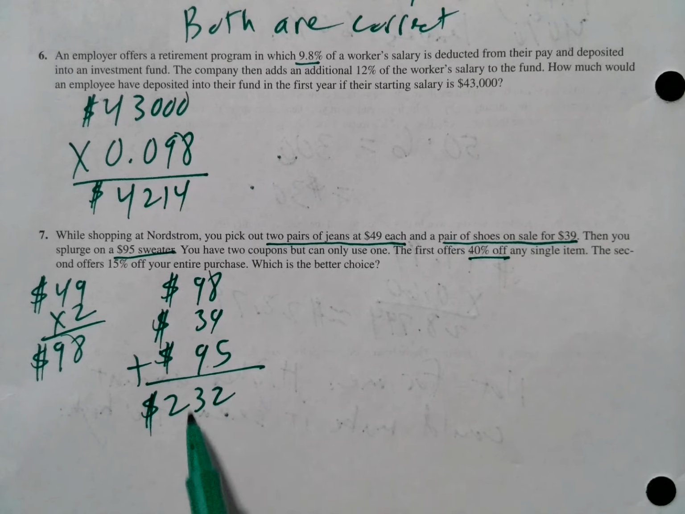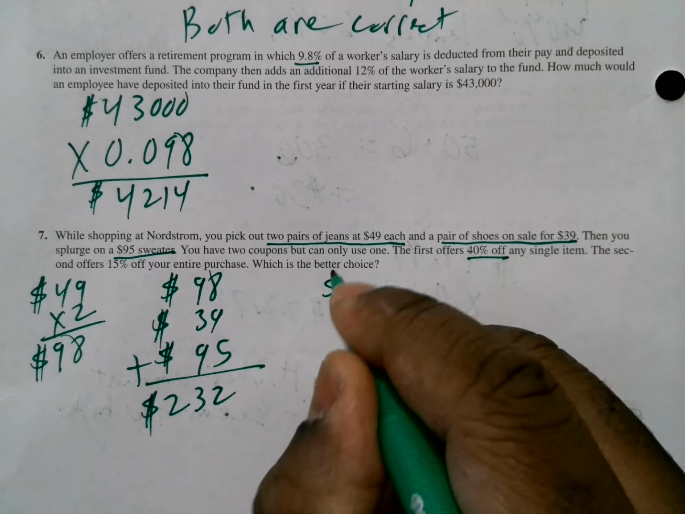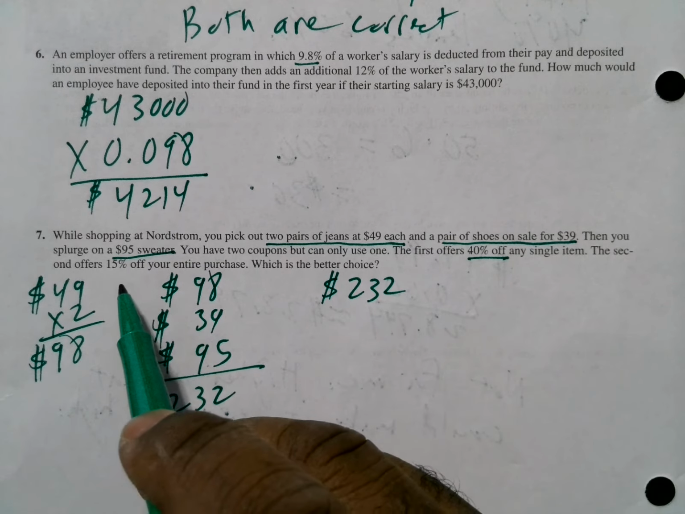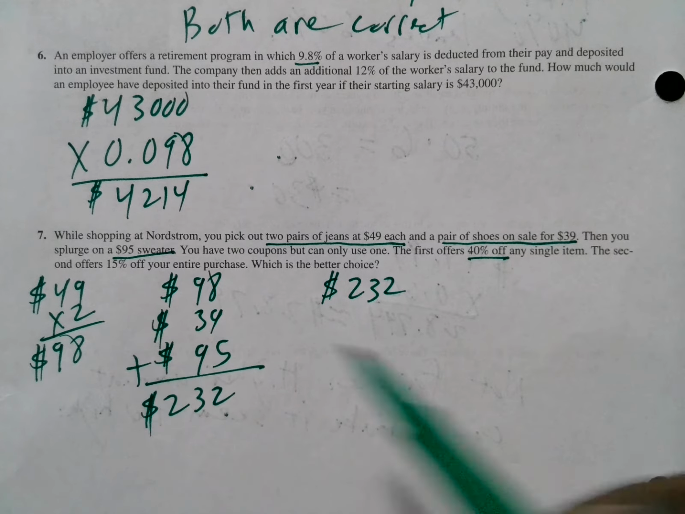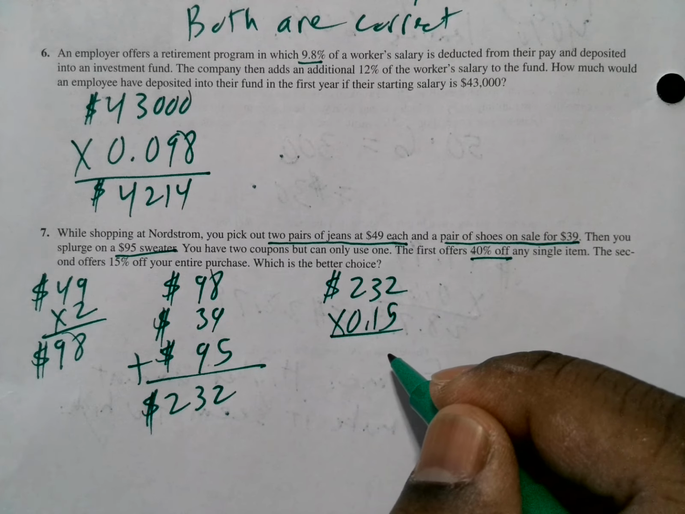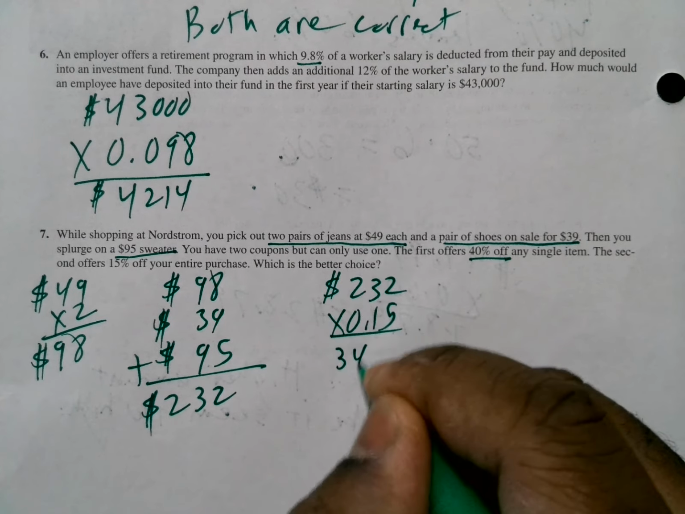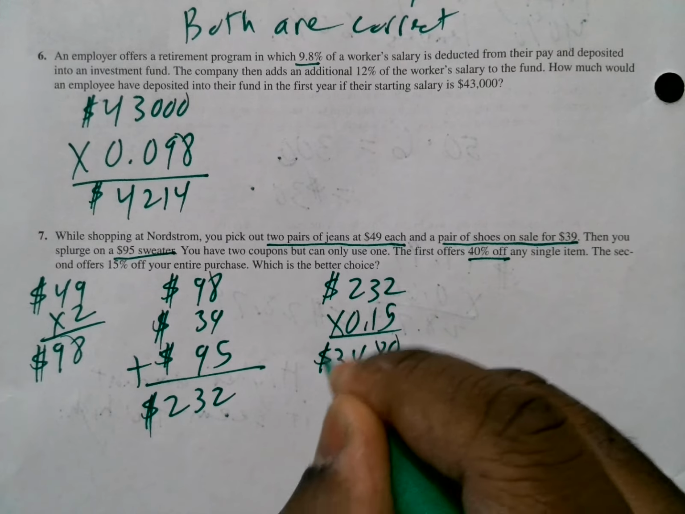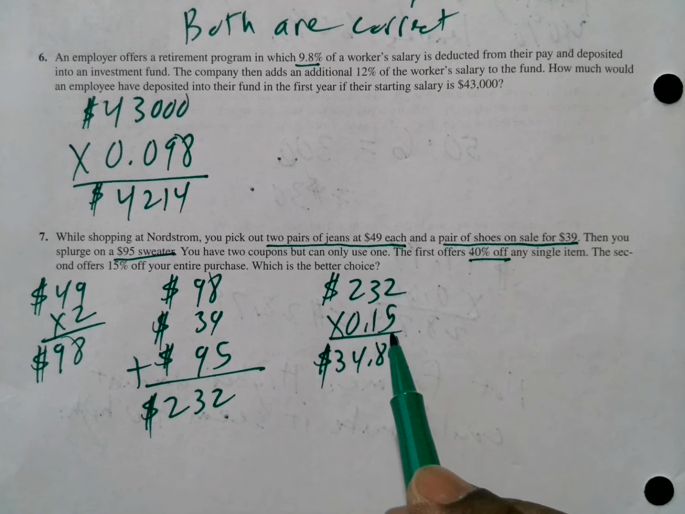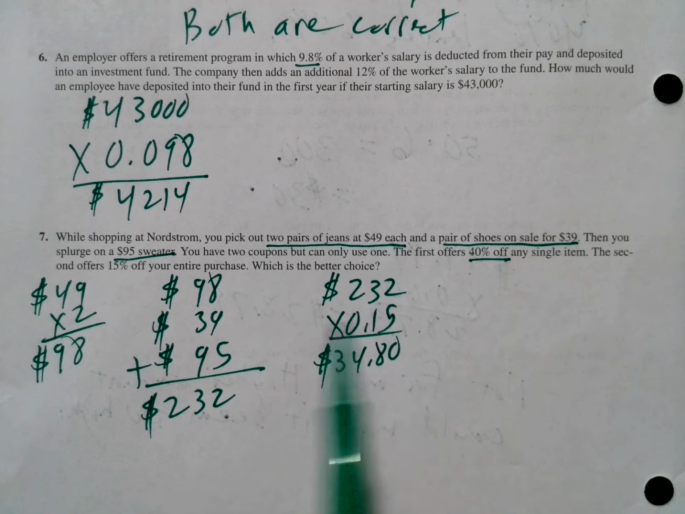Okay, now the first thing I would check out is that 15% off. Since we know that it's 15% off, we can multiply by 0.15. And when we multiply that, that'll give us $34.80. Now, I'm assuming that you're going to use a calculator with this. So $34.80 is how much it is with the 15% off.